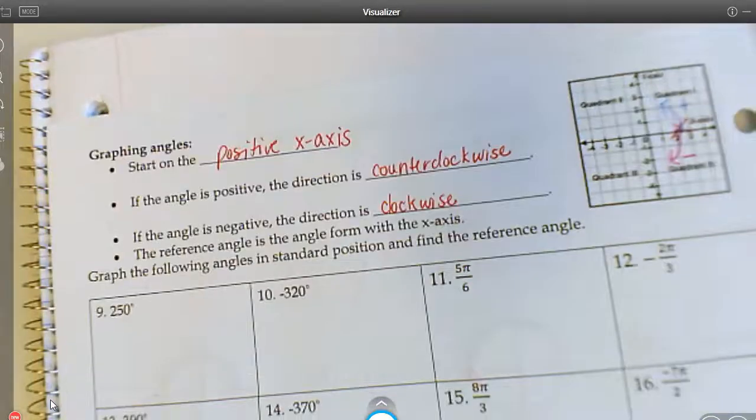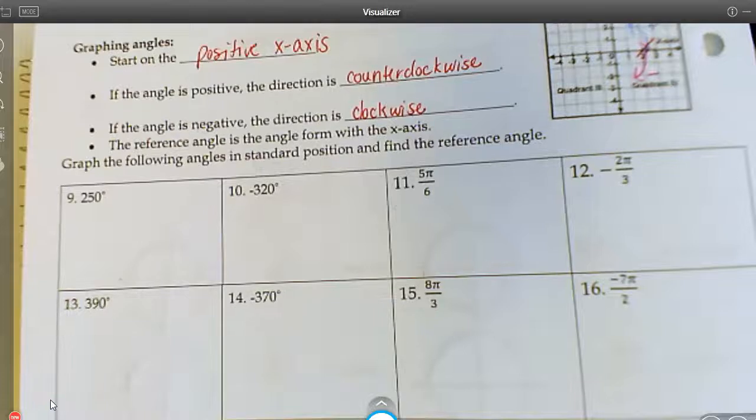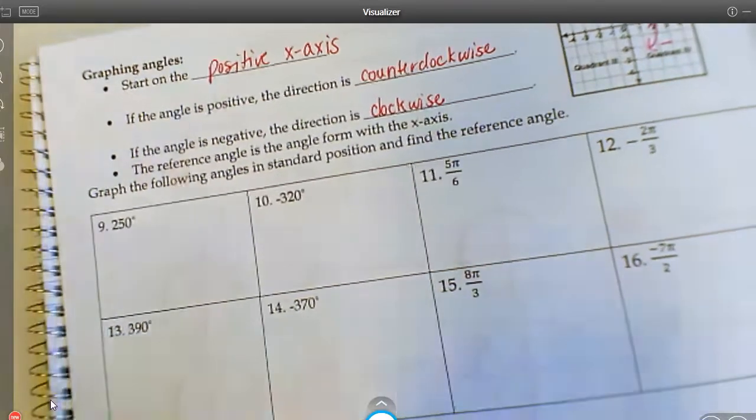Alright, let's look at that. Let's see how that matters whenever we do some problems. So let's look at number 9. Number 9 says 250 degrees. So what we're going to do first is we're going to draw 250 degrees.